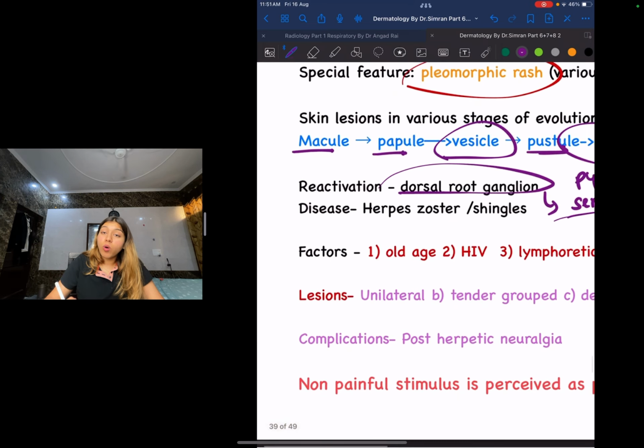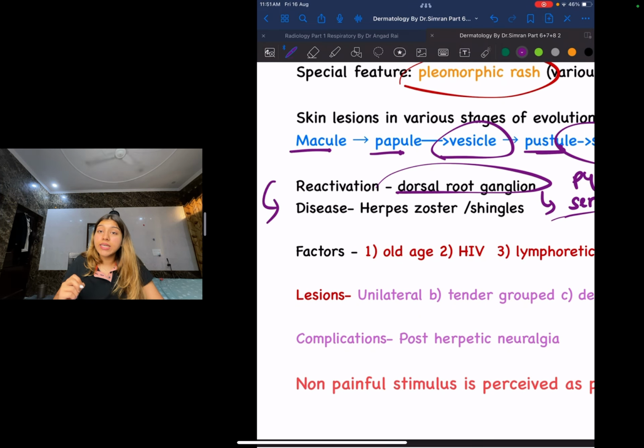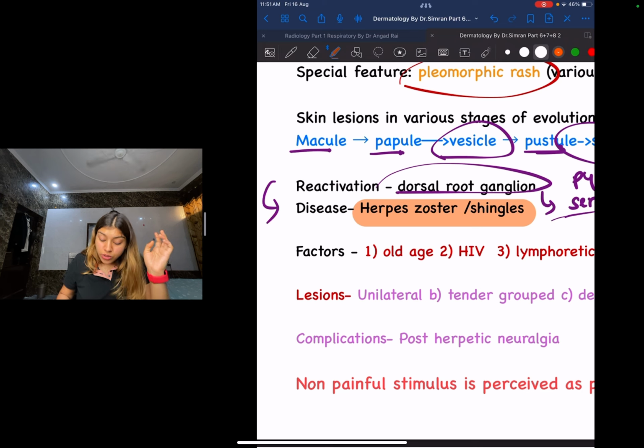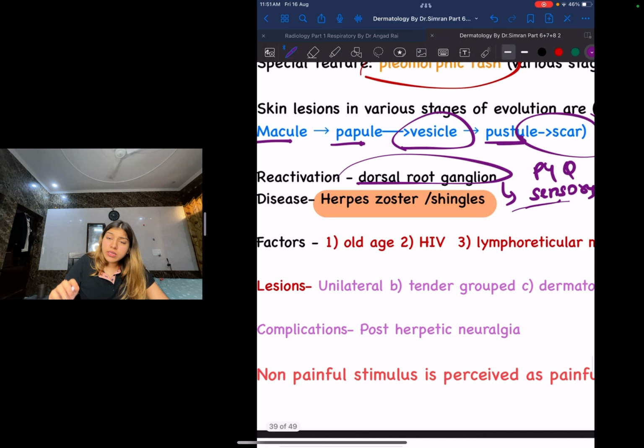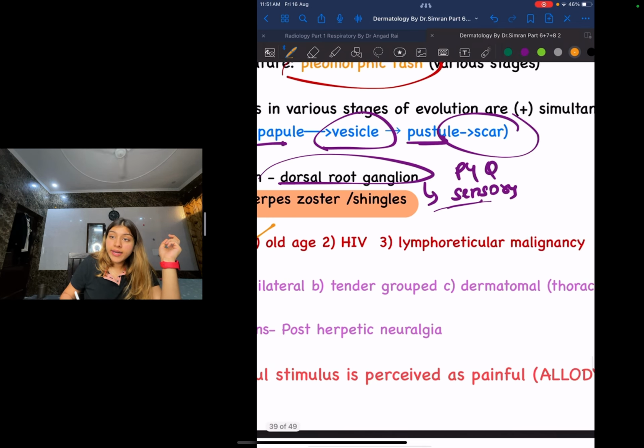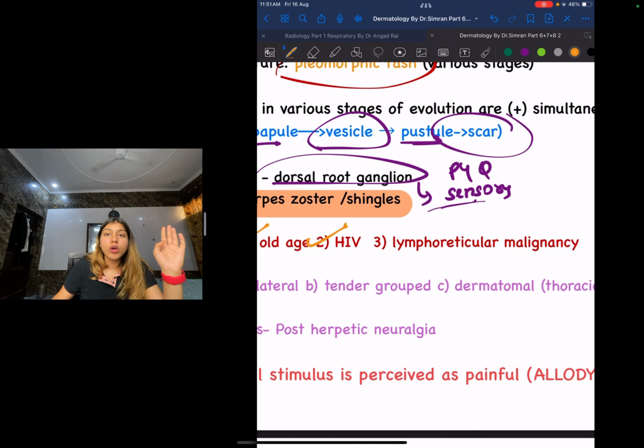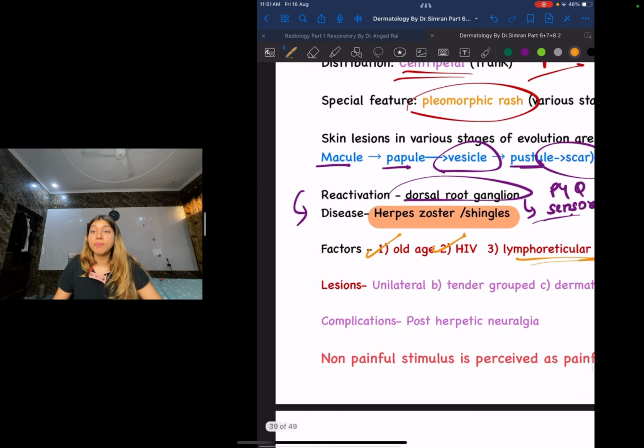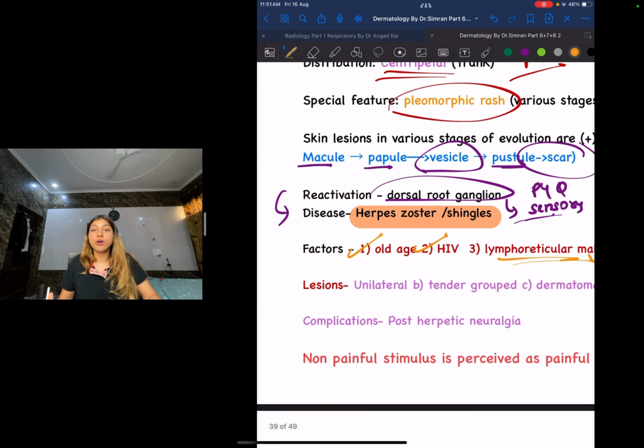Okay, and what is this reactivation called? What is the disease called? Very good. The reactivation of varicella zoster is called herpes zoster, or shingles. Next, guys, what are the factors that cause shingles? Very important. Mostly it's going to be immunocompromised individuals: old age people, then HIV people, who are immunocompromised to another level, and lymphoreticular malignancy patients. These patients are at high risk of reactivation of HSV3.